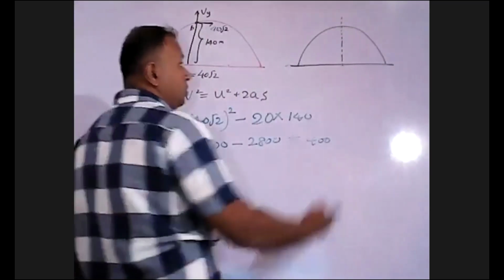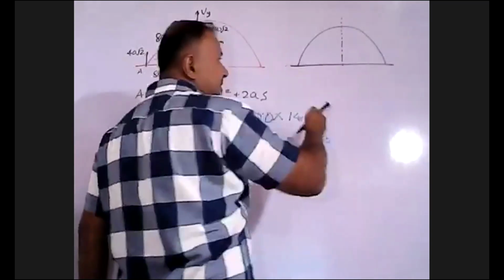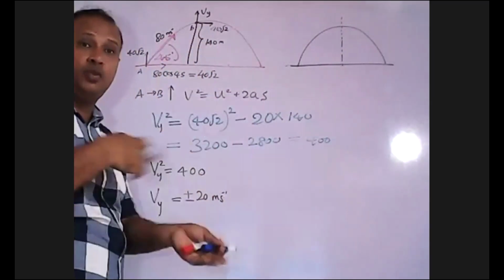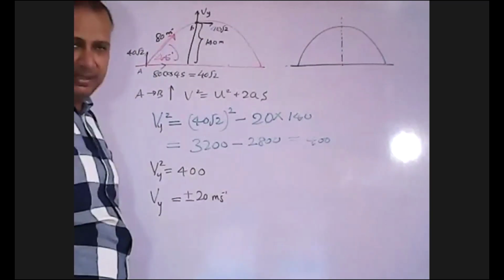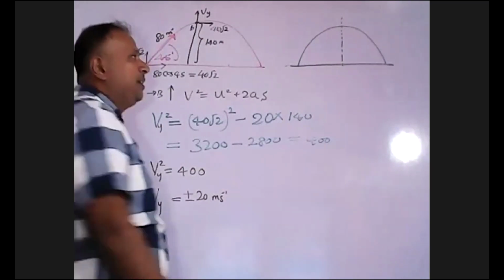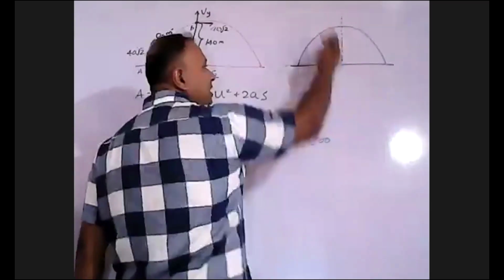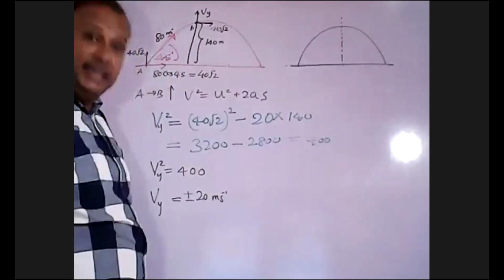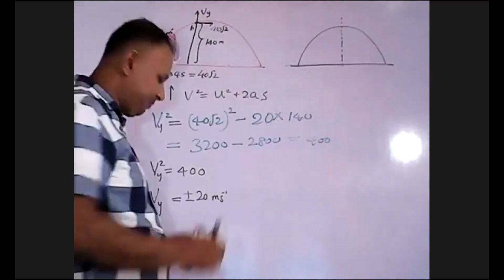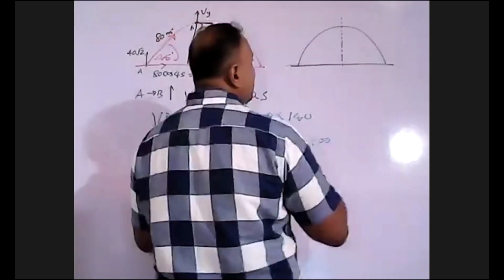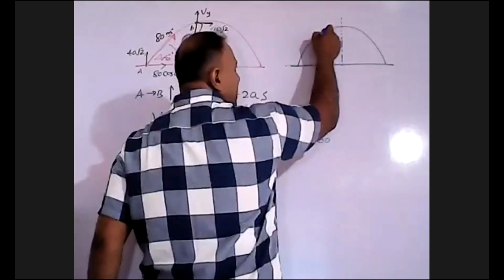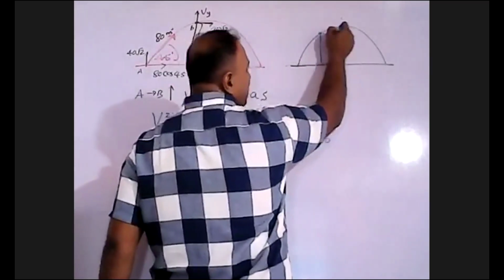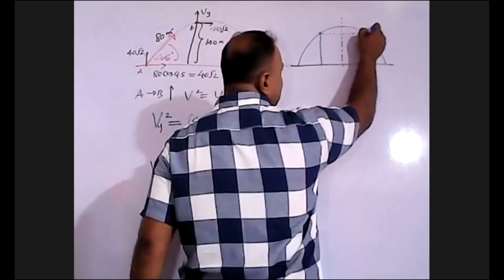So from this axis, the projectile is divided into 2 equal parts. That means a projectile is symmetrical along this axis. You can clearly see if there is a 140 height here, there is another one here.